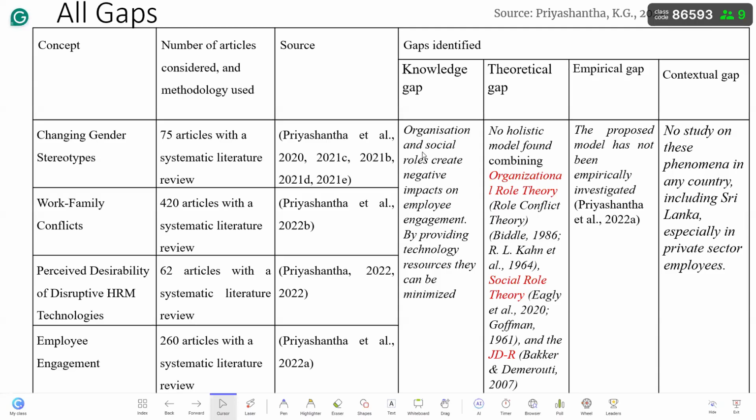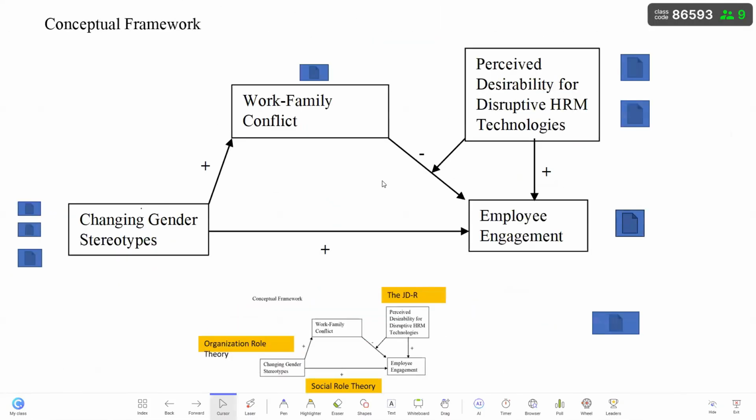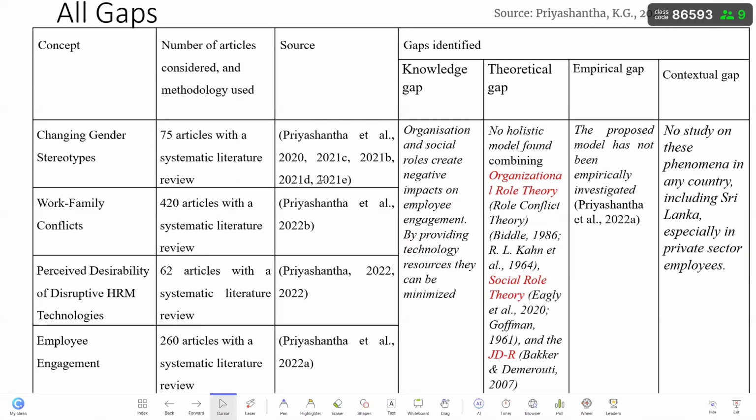So the knowledge gap, obviously, is that there was no holistic model combining what was highlighted in this. In this, there was a knowledge gap, and that is highlighted from this. You can explain this simple table in your problem statement for the gaps. Then the theoretical gap: no holistic model, no holistic model.